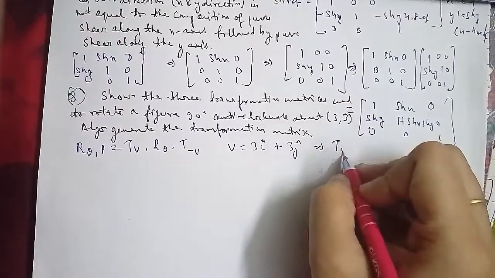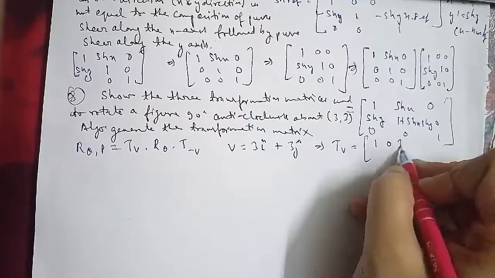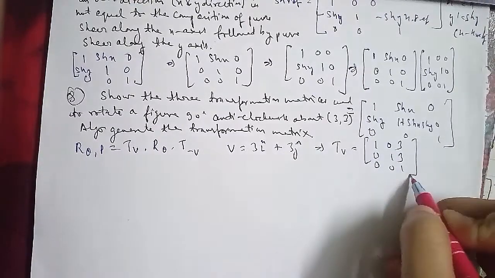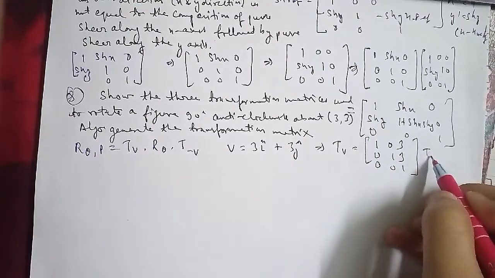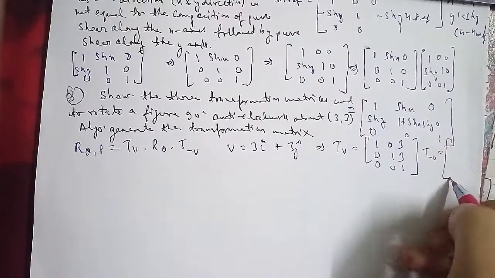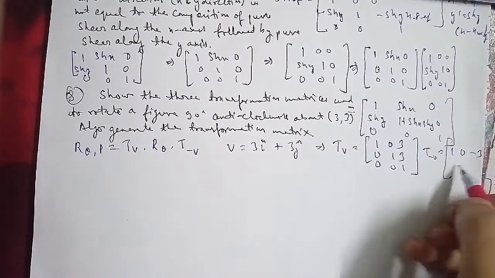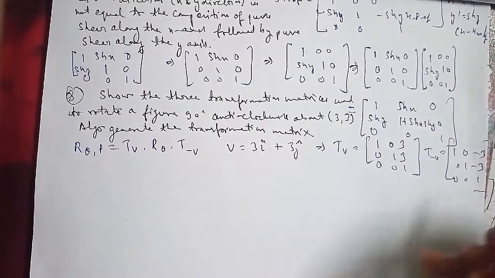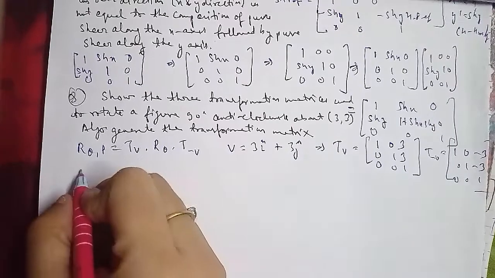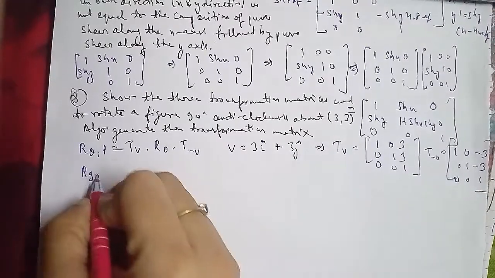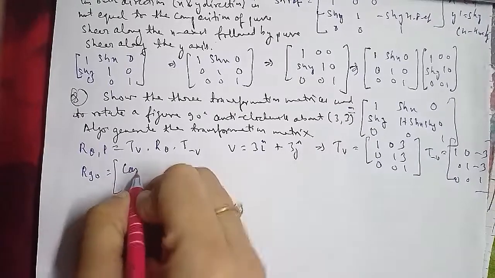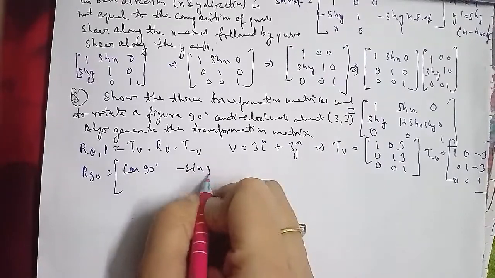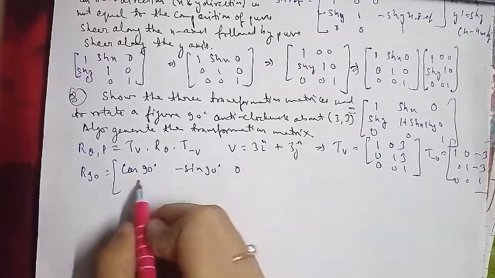So for that we'll be finding out the value here, which is R 90, and we'll put the value in this particular formula which we had found, because T V R theta and T minus V, we had found the value here. So for that first we'll be writing out this matrix: 1 0 3, 0 1 3, and 0 0 1. The second matrix we'll be writing out as this one: 0 minus 1 0, 1 0 0, and 0 0 1.